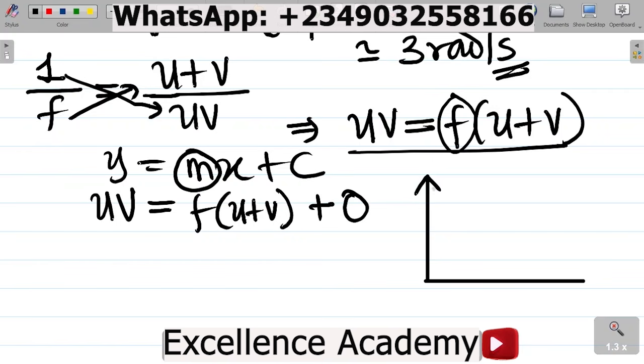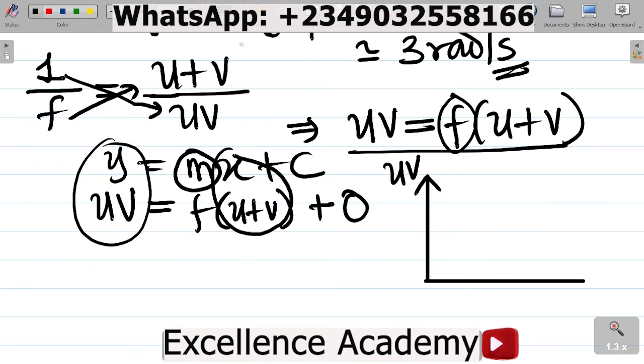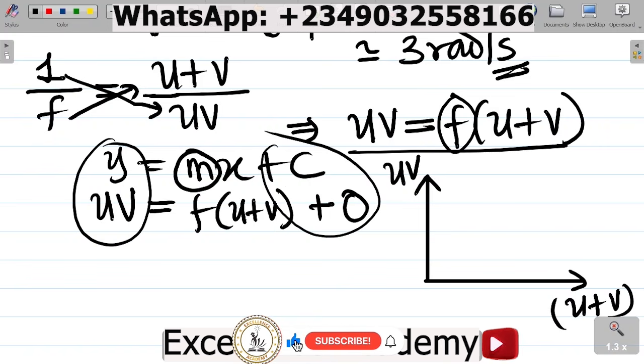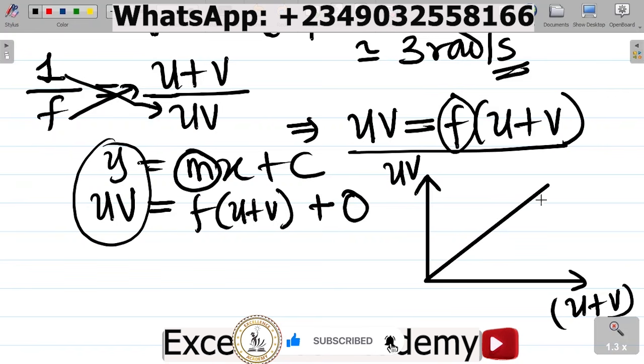I'll plot a graph this way where the y-axis is uv, so uv this way. The x-axis is u plus v. Since c is 0, it means it has no intercept. It goes through the center, that passes through the origin, something like this. So we'll have this as the correct answer.